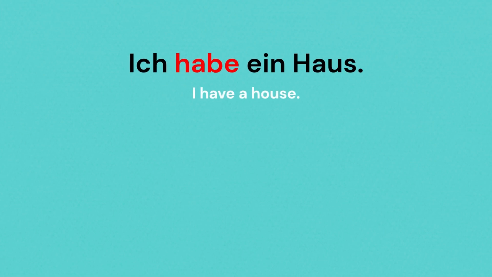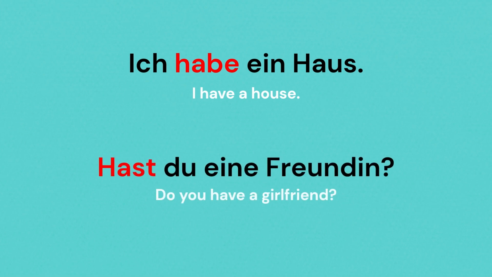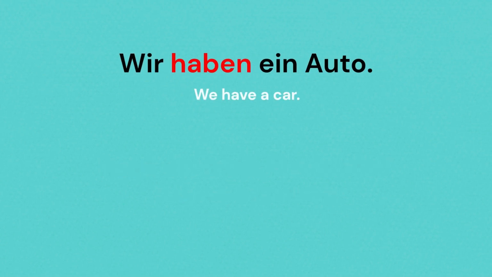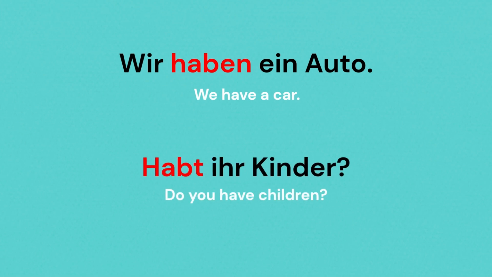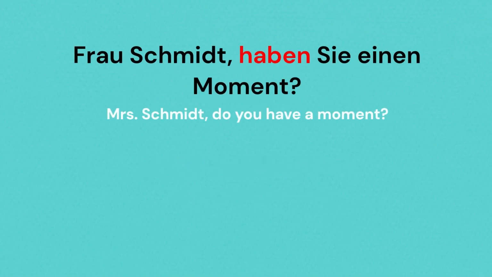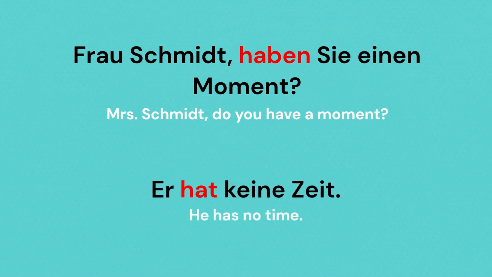Ich habe ein Haus. Hast du eine Freundin? In each sentence, please concentrate on the subject and the conjugated verb. Wir haben ein Auto. Habt ihr Kinder? You can always refer back to the table to make sure about the conjugated verbs according to the subject. Frau Schmidt, haben Sie einen Moment? Hat keine Zeit.